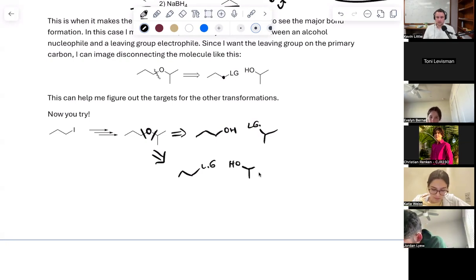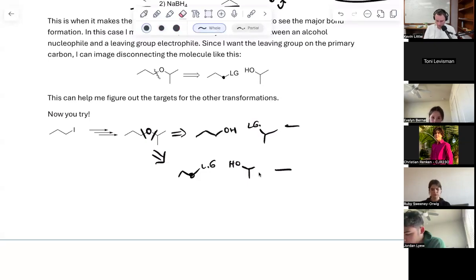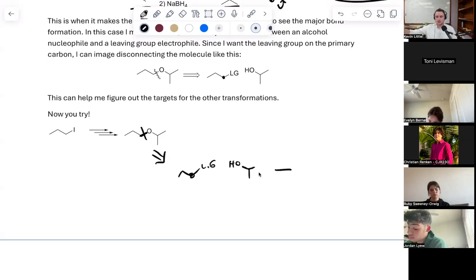Which one seems like it'd be more likely to do a substitution? Top or bottom? The bottom, because the leaving group's on a primary carbon. Yep, the bottom. I'm going to imagine that I've made this cut. This bond is the bond that I want to disconnect, so I'm going to cut it. I'm going to imagine that one side was my nucleophile, the other side was my electrophile.